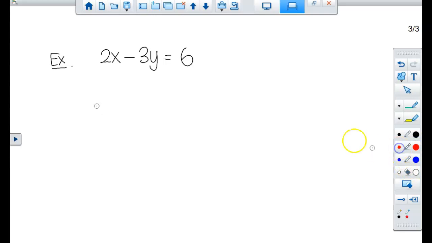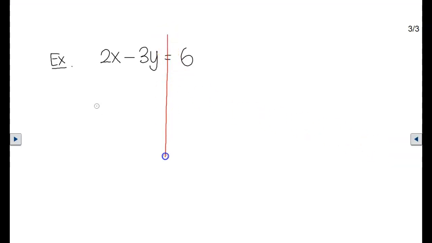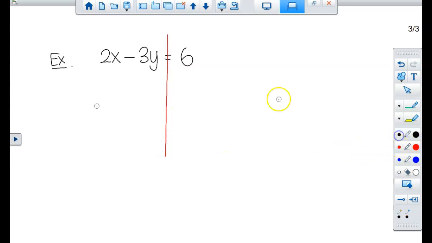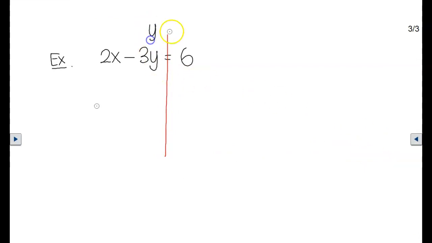We are going to this time graph 2x minus 3y equals 6. So first, is it y equals mx plus b? I'm going to go ahead and draw my line through my equal sign. And then up here above this, I'm going to write y equals mx plus b. So is the y all alone like it needs to be? And the answer is no.